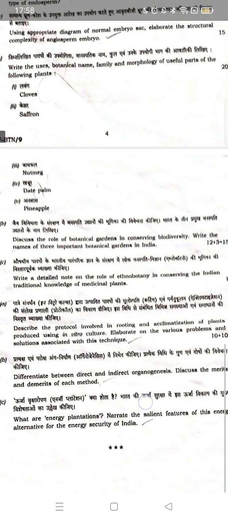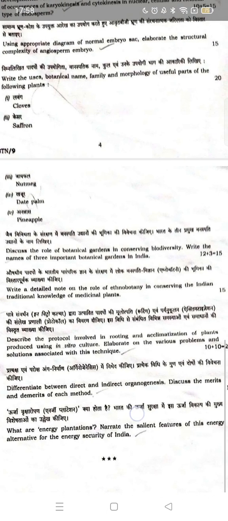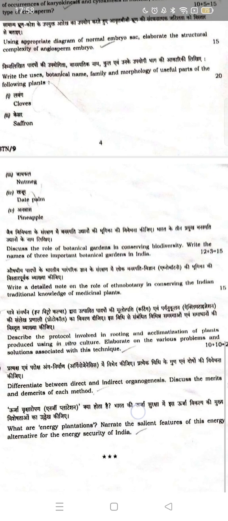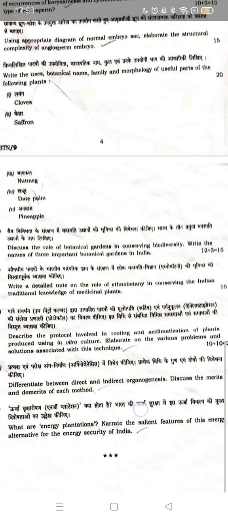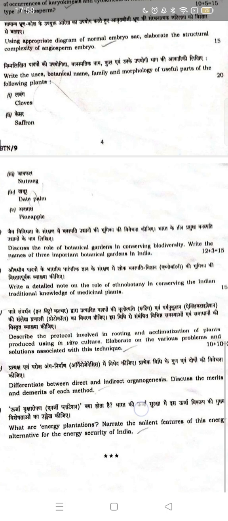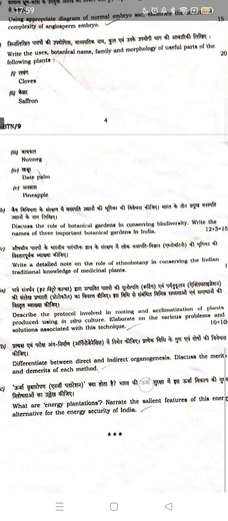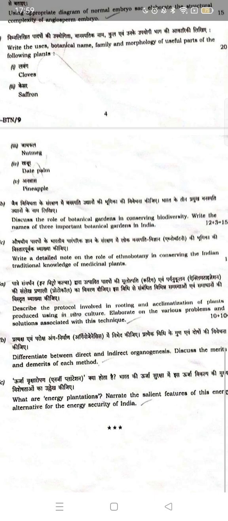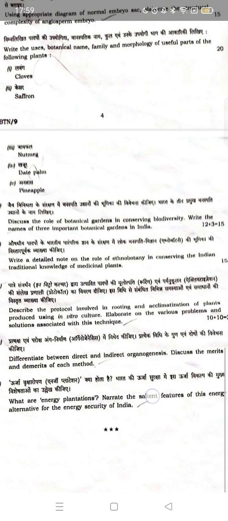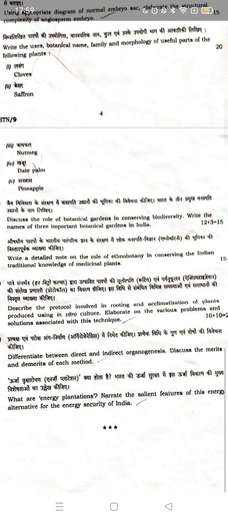For botanical gardens conserving biodiversity, it is 12 marks. Write 3 names of important botanical gardens in India, it's for 3 marks, and it is equal to 15 marks. Write a detailed note on the role of ethnobotany in conserving the Indian traditional knowledge of medicinal plants. Again, this is a 15 marks question.